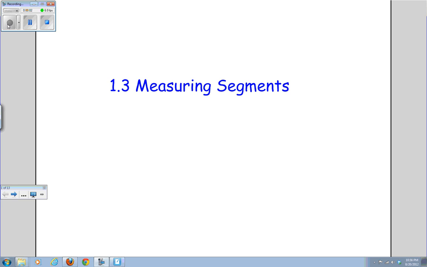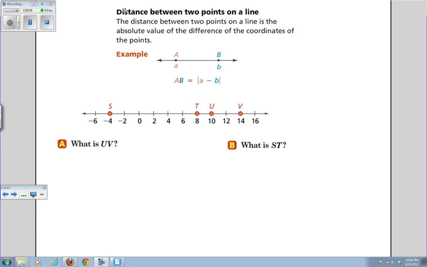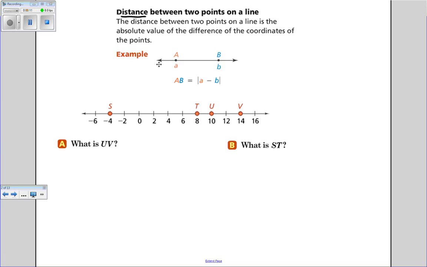Guys, welcome back. We're going to start with a section today on 1.3 on measuring segments. So first thing we need to do is go over the distance between two points on a line. We'll be using this a lot this year, so go ahead and get used to this and how it works.